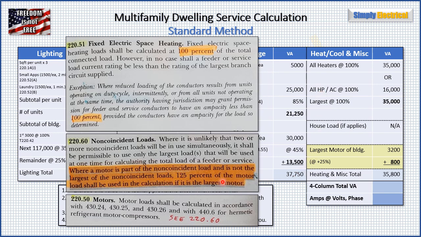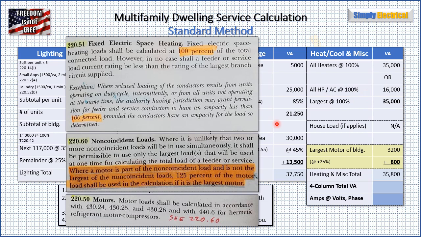So this does apply. It says where a motor is part of the non-coincident load and is not the largest of the non-coincident loads. Well, that's our situation. The AC, or the heat pump, is part of the non-coincident loads, but it is the smaller of the two. That's what this is saying. So it says, if that's the case, 125% of the motor load shall be used in the calculation if it is the largest motor. And it is the largest motor in our case. So they want us to use 125% of this motor load.